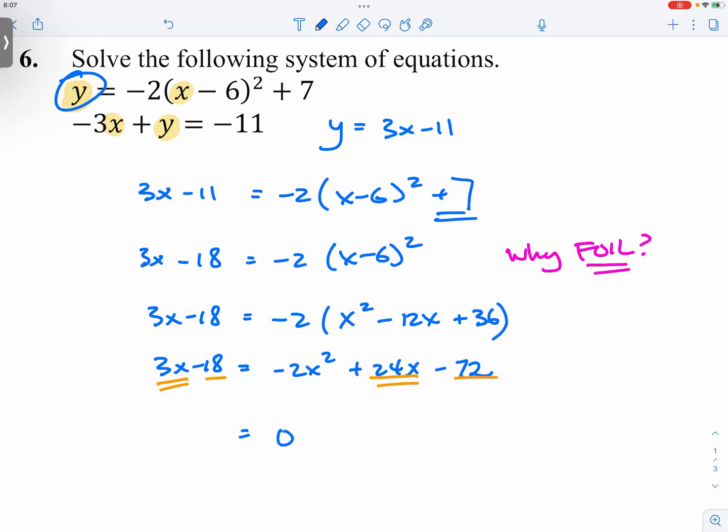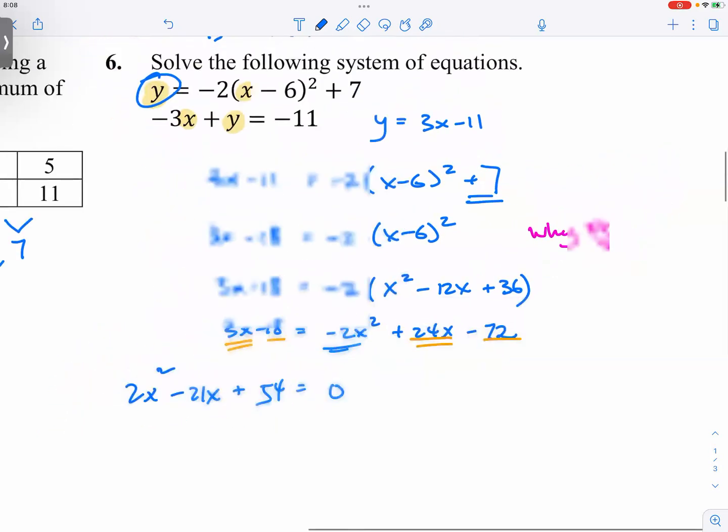So we're going to go ahead and set equal to 0 on the right by adding 2x squared to the left, by subtracting 24x, and also by adding 72. So that would be plus 54. Okay. 2x squared, my bad. Okay, 2x squared minus 21x plus 54.